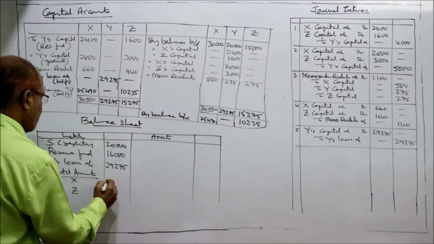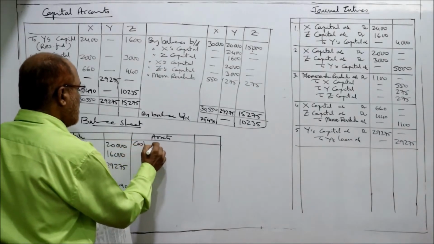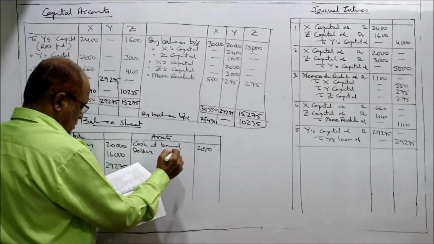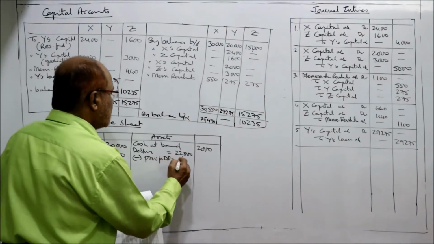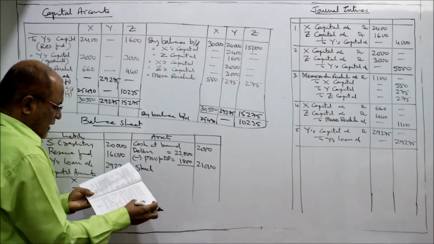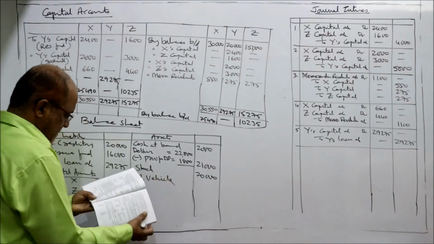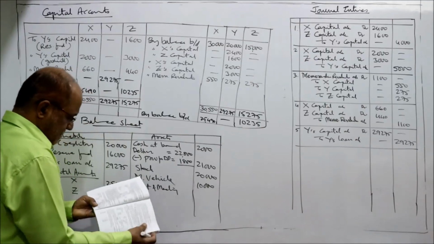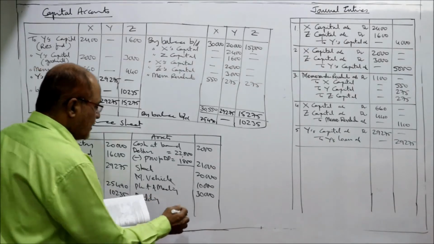Capital accounts, X and Z, how much? 25,490, 10,235. Now cash at bank, 2,000, same. Debtors, 22,800, less provision for doubtful debts, same, 1,800. 21,000. Stock, same value, 20,000. Motor vehicle, same value, 10,000. Plant and machinery, 30,000. Building, 18,000.